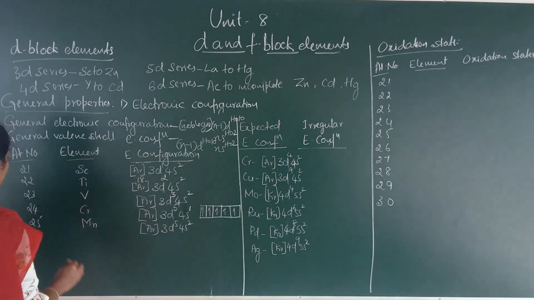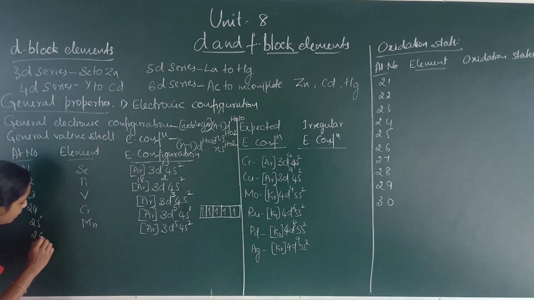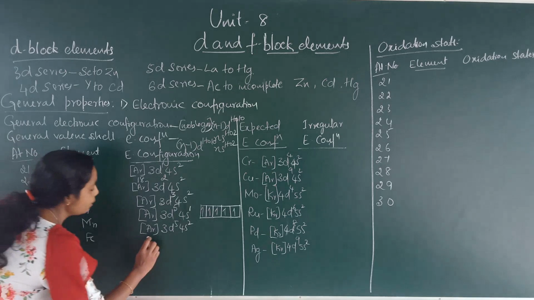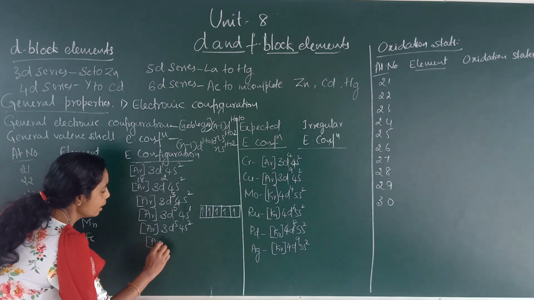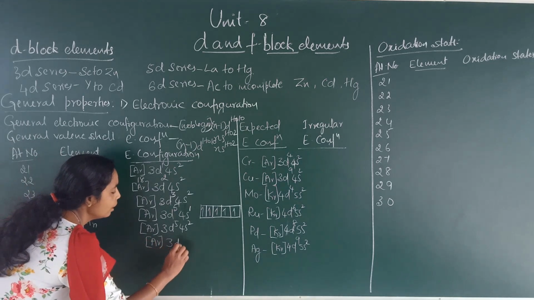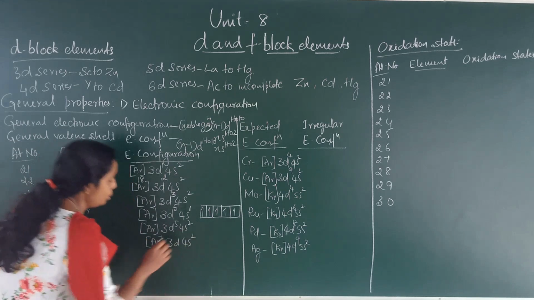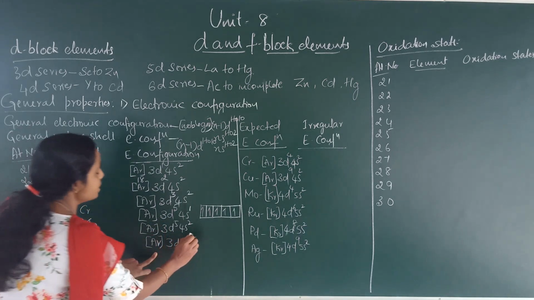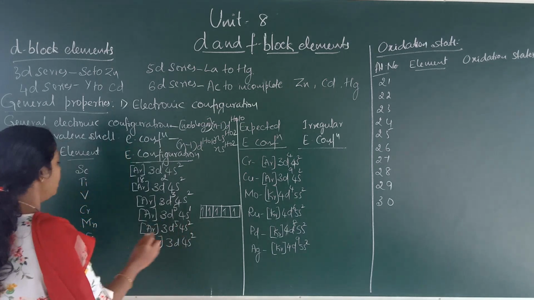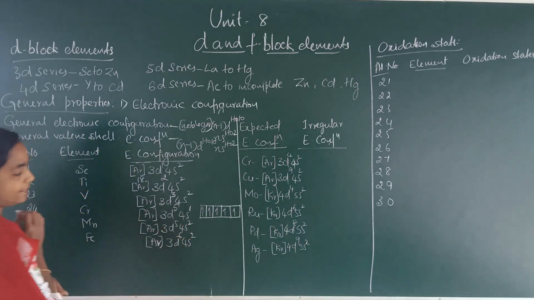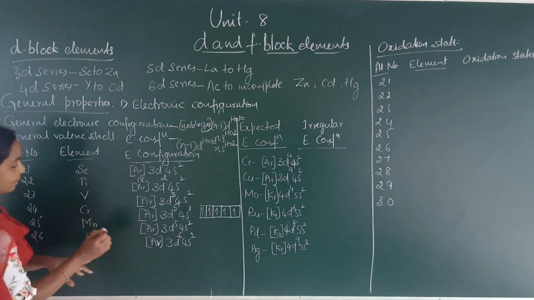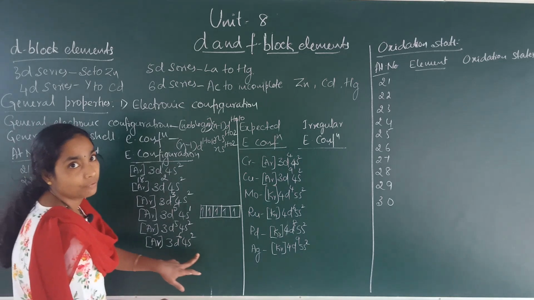4s2. Element with atomic number 26, iron, the electronic configuration is argon 3d4s, you know, here along with argon 18 electrons, 18 plus 2 is 20, 20 plus 6 is 26. Therefore, the electronic configuration of iron is argon 3d6 4s2.